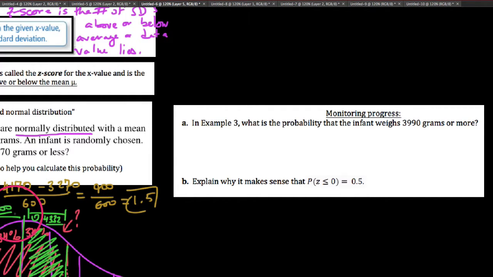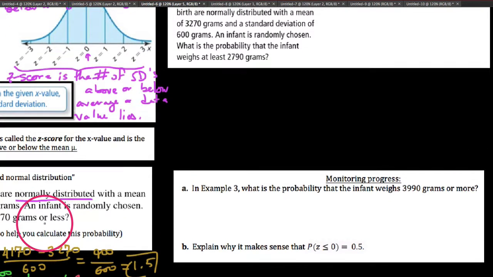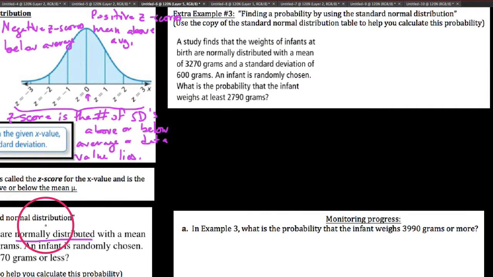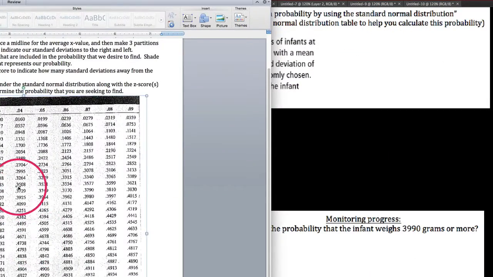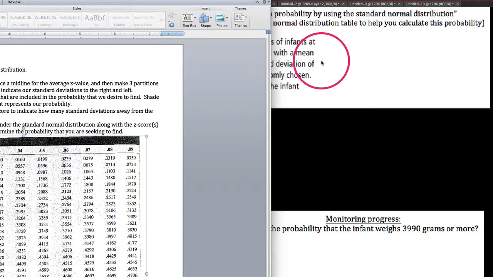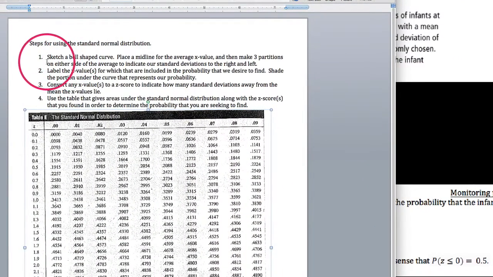So I want to take another stab at this, and we'll just change up the probability that we're trying to find. I would also like to try to streamline this effort. When it comes to using z-scores in this table to calculate things, you'll notice I've got this down to a few steps. Number one is to sketch the bell-shaped curve, place a midline for the average x value, and then make 3 partitions on either side of the average to indicate our standard deviations to the right and left. Next, we'll label the x values which are included in the probability that we desire to find, and shade the portion of the curve that represents our probability.